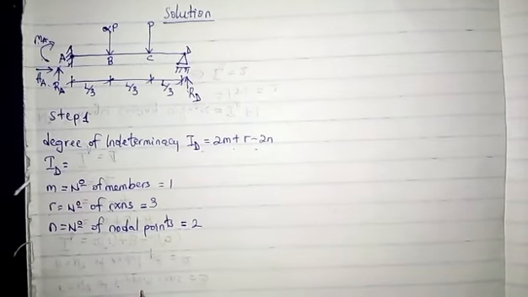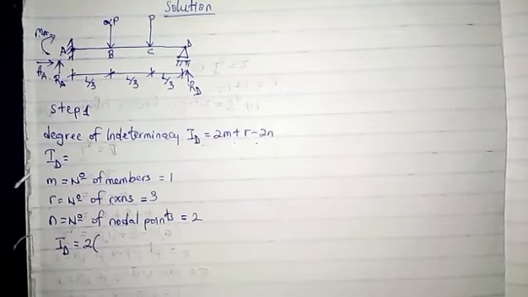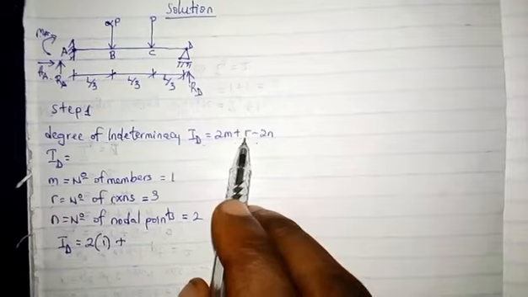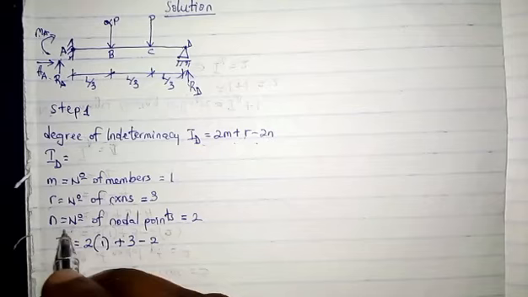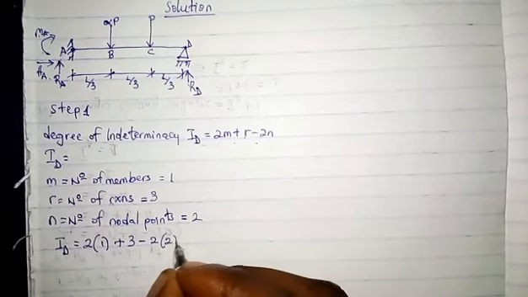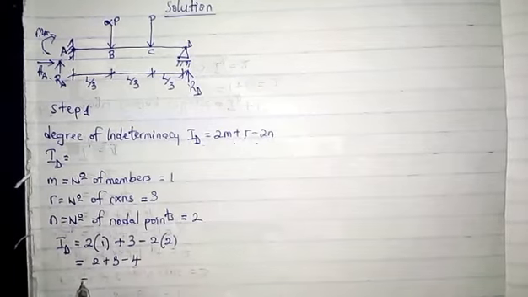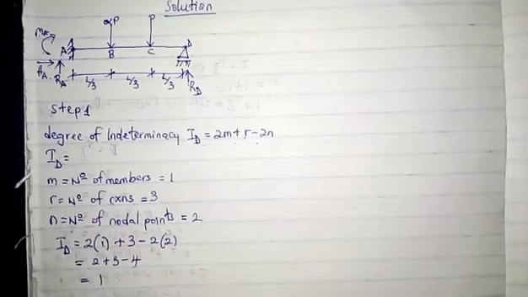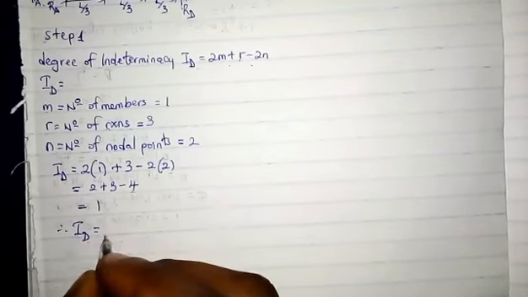Therefore, ID is equal to 2 times m, which is 1, plus r, which is 3, minus 2 times n, where n is 2. If we simplify, we have 2 plus 3 minus 4, which equals 1. Therefore ID is equal to 1.